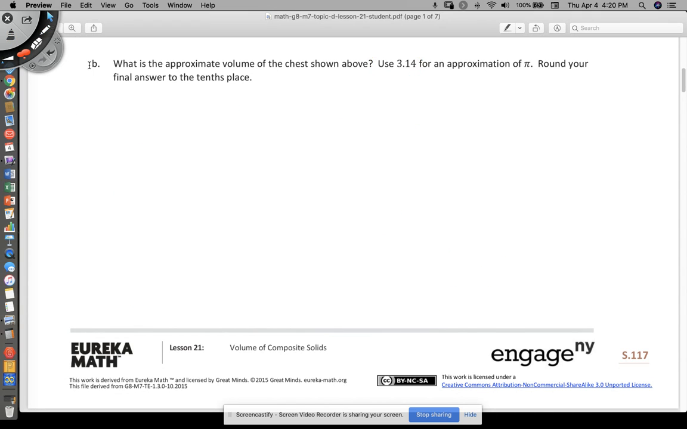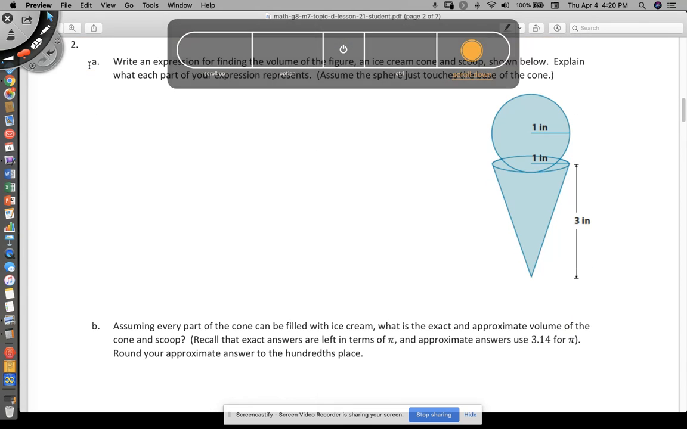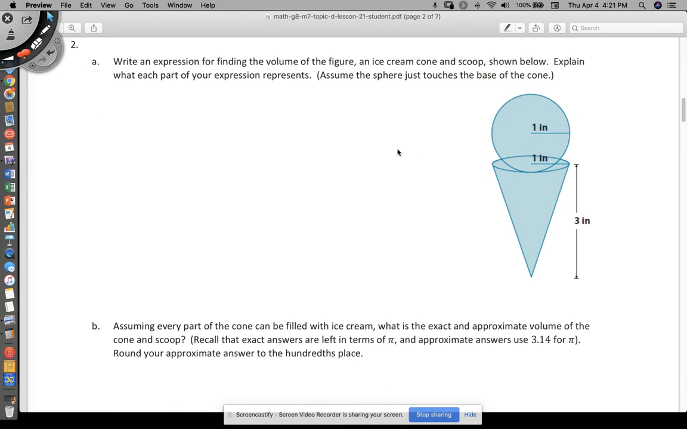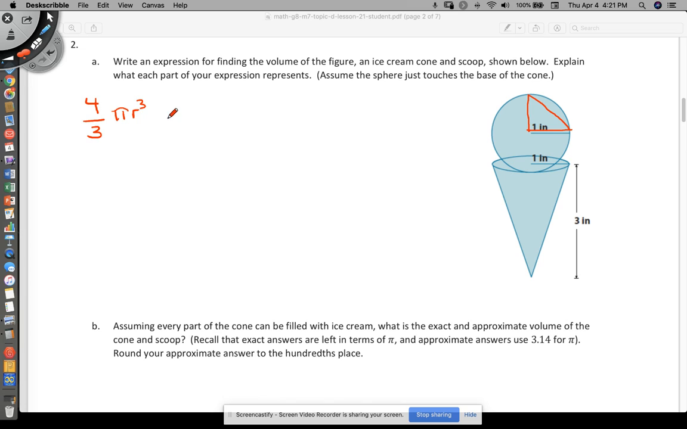All right, let's look at the next one. Next one, we have an ice cream cone. Write an expression for the volume of this ice cream cone and its scoop. All right, so the expression here is first we want to find this top part here. And as we remember from previous lessons, there's your right triangle, something like that. So the formula for that is going to be 4/3 pi r cubed, and then we're going to add that to the volume of the cone, which we have practiced with, is 1/3 pi r squared h.